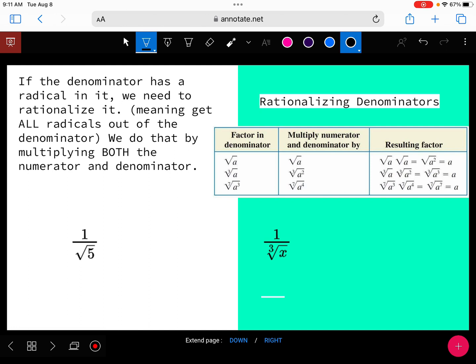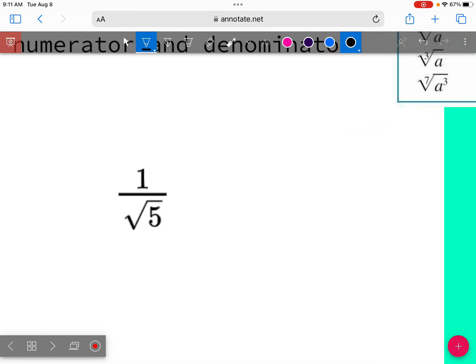So what we do is we multiply it by 1. It's just going to be a weird looking one to make the bottom be a whole number. So there's this little table here to try and help you see it. It doesn't help me, but I gave it to you. What we're going to do is we're going to look at this and say, all right, I've got the square root of 5.